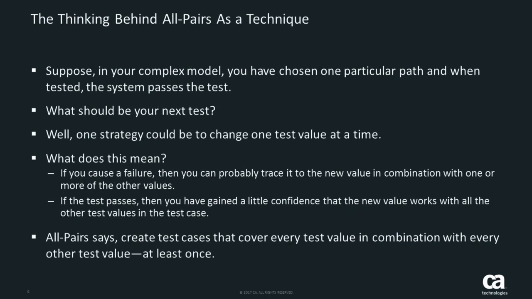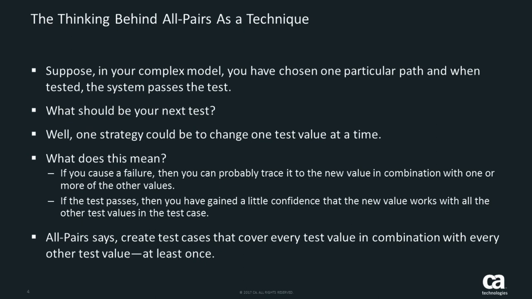Let me spend a moment talking about the thinking behind all pairs as a technique. Suppose in your complex model you've chosen one particular path that goes from the start right through to the end point in your model. And the system, let's say, when you run that test, passes that test. What would be your next test case? Well, one way of thinking about how you derive new test cases and over time to create a full covering set would be to change one test value at a time.